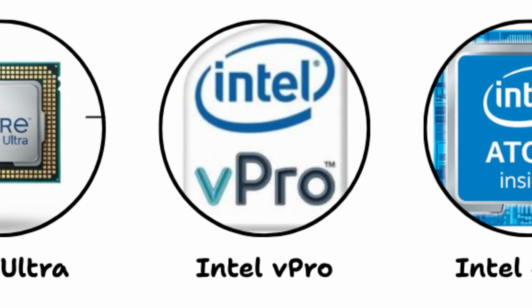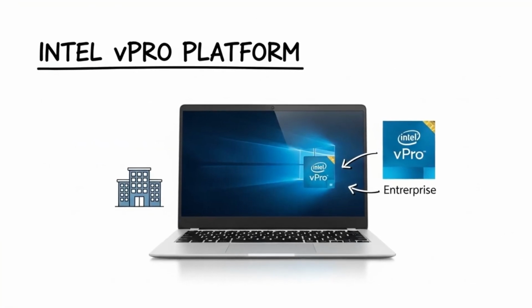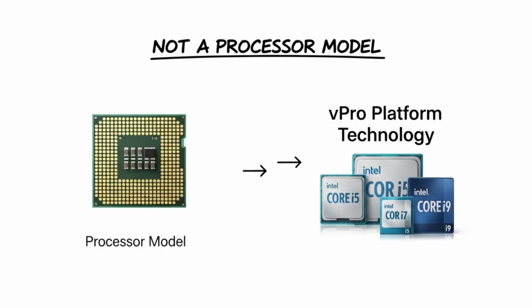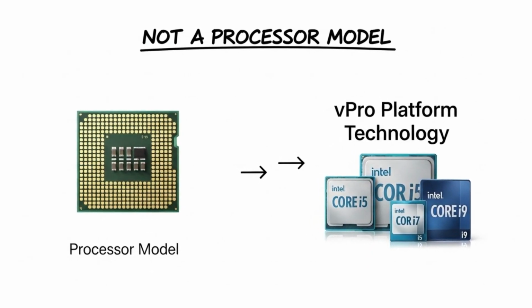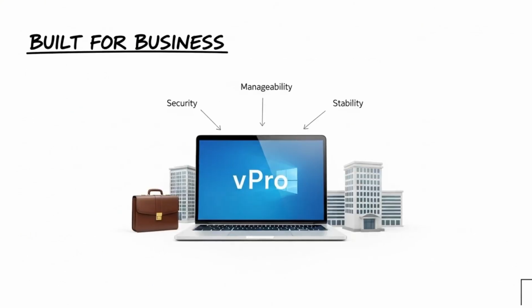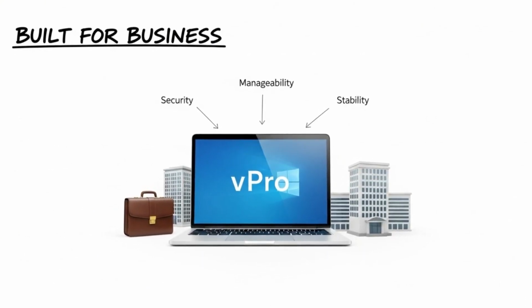Intel vPro. Intel vPro is not a specific processor model, but rather a platform technology found on select versions of Core i5, i7, and i9 processors. It's designed from the ground up for the business and enterprise environment.